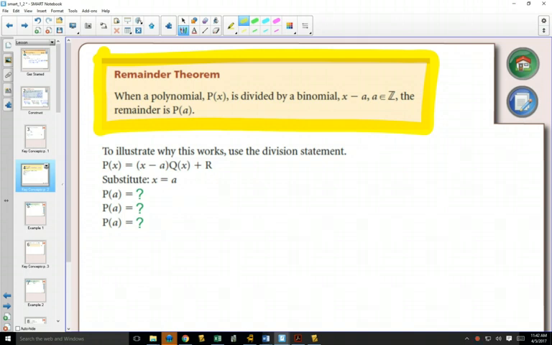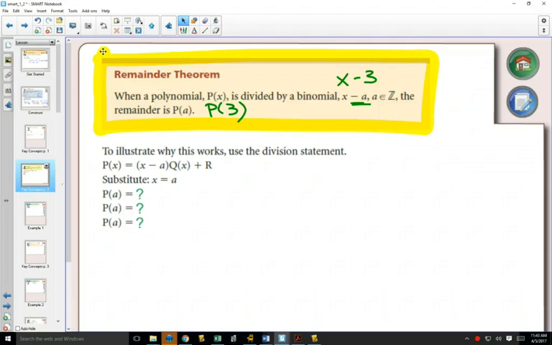Our remainder theorem says that that will always happen. If you have a polynomial and you're dividing by x minus a, you plug in the opposite sign of that minus a. So, for example, if you were dividing by x minus 3, you would plug in positive 3. And whatever you get when you plug that in becomes your remainder.